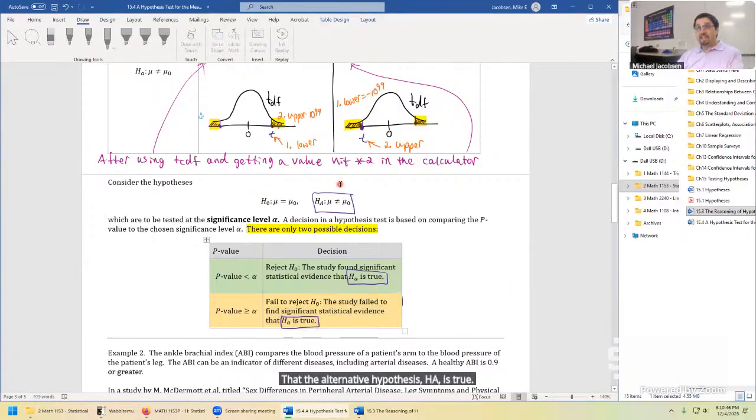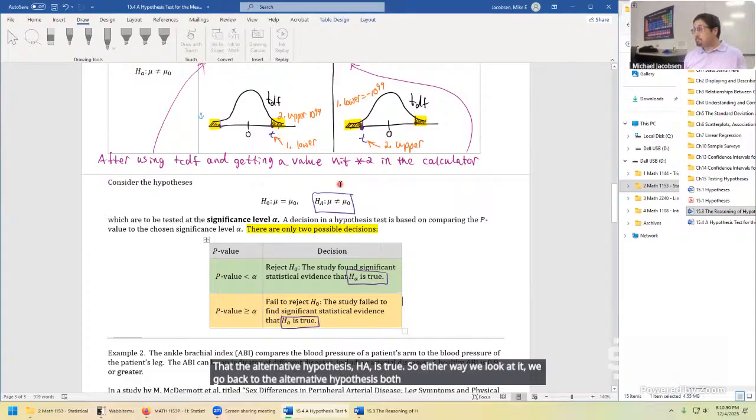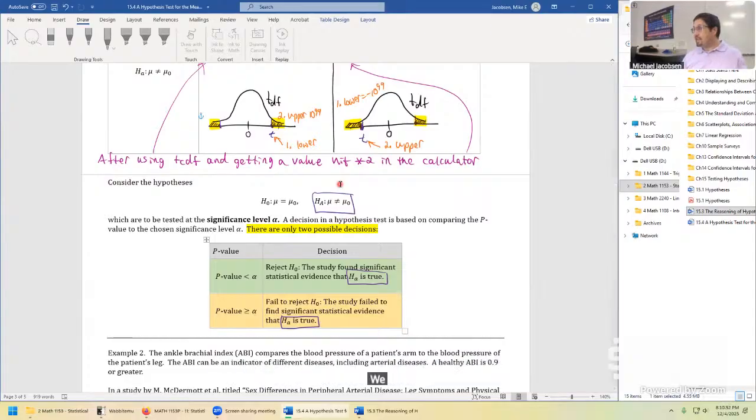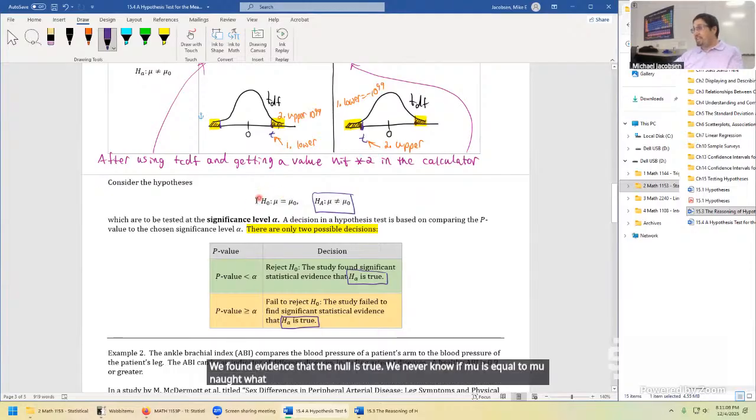So either way we look at it, we go back to the alternative hypothesis both times. We are effectively saying we either have enough evidence that this is true, or we failed to find the evidence that this is true. But never at any point do we make a conclusion that we found evidence that the null is true. We never know if mu is equal to mu naught whatsoever. We're just trying to find evidence against that statement, just like in a court of law, the example we often come back to.